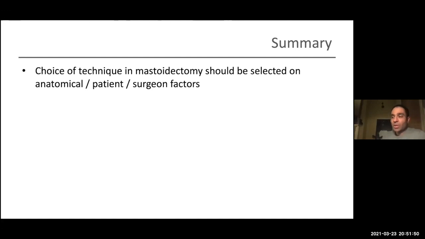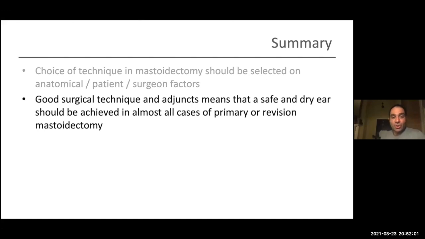So to summarize, the choice of technique in mastoidectomy should be selected on anatomical, patient, and surgeon factors, which approach you use, which exposure you use, whether you do a wall up or wall down approach. And you may choose a wall down approach, for example, if you want a patient not to come back for another operation. It's a single operation. Good surgical technique and adjuncts mean that a safe and a dry ear should be achieved in almost all cases of primary or revision mastoidectomy.